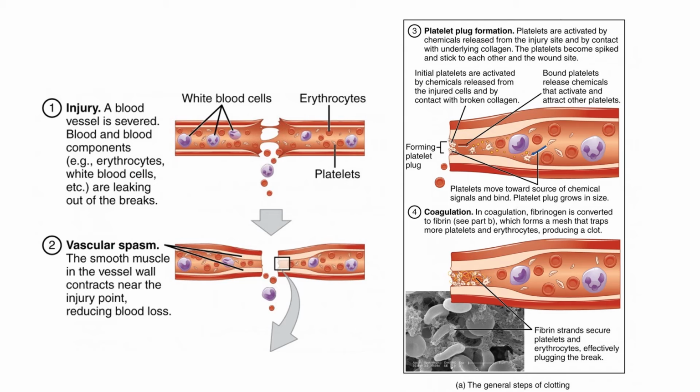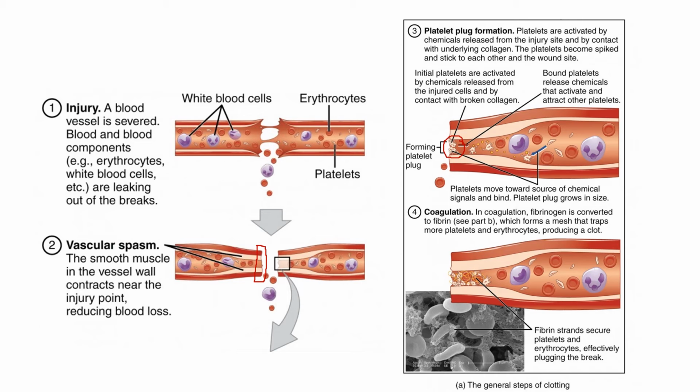And then what would happen is that in the injury there will be a vascular spasm. So kumbaga magsisikip yung daluyan ng inyong blood vessel. The vessel contracts near the injury point, reducing your blood loss. And then the third one would be the platelet plug formation, this part. Okay. So, platelets are activated by the chemicals released from the injury site and by contact with underlying collagen. The platelets become spiked and stick to each other in the wound site.